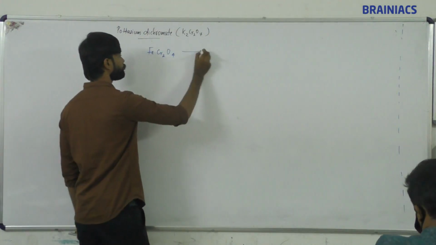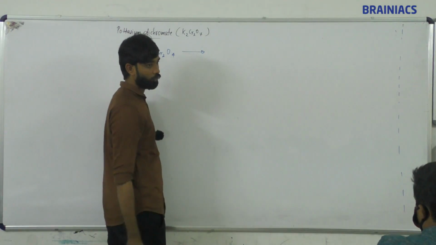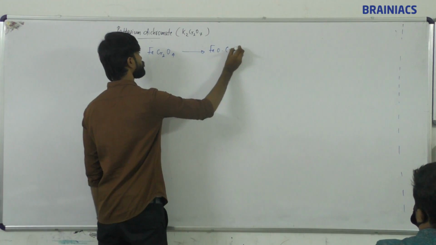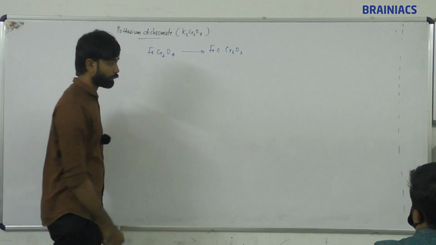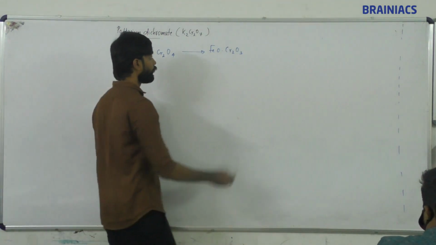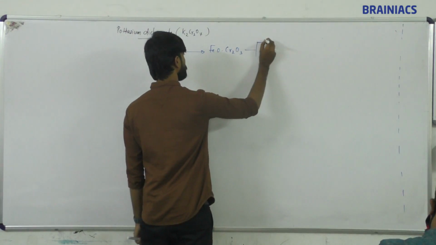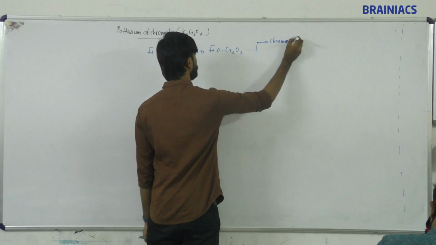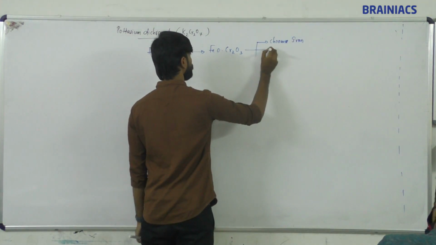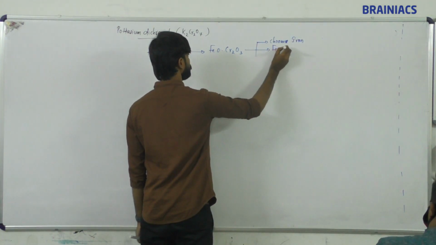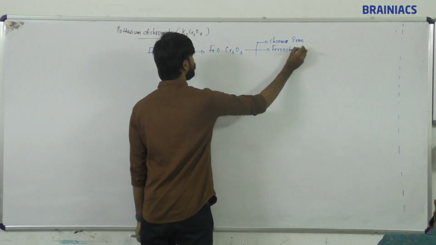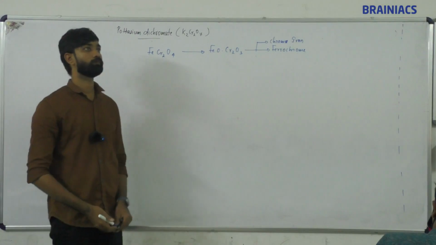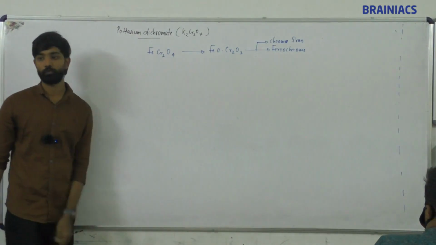Chromite ore is FeCr2O4, or FeO·Cr2O3. Ready? And this is also known as chrome iron or ferrochrome. Ferrochrome or chromite ore. Okay.